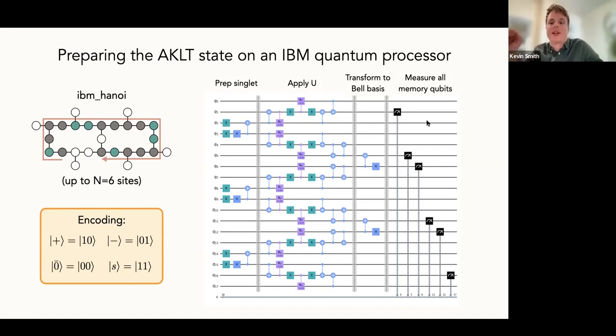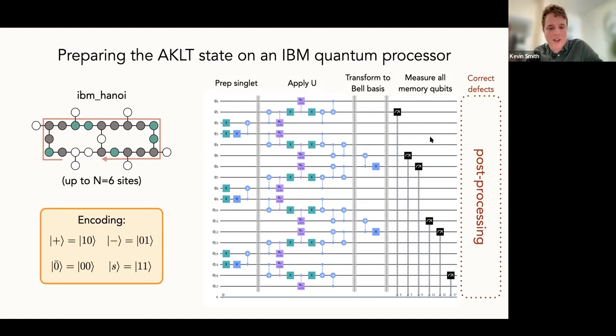Okay, so you'll note that there's a step missing here. I'm not using feed forward and correcting the defects on the actual device. This is really because at the time of running these experiments, this wasn't a feature that was yet available to the public on IBM Quantum processors, but it actually now is. So we could go back and run this.